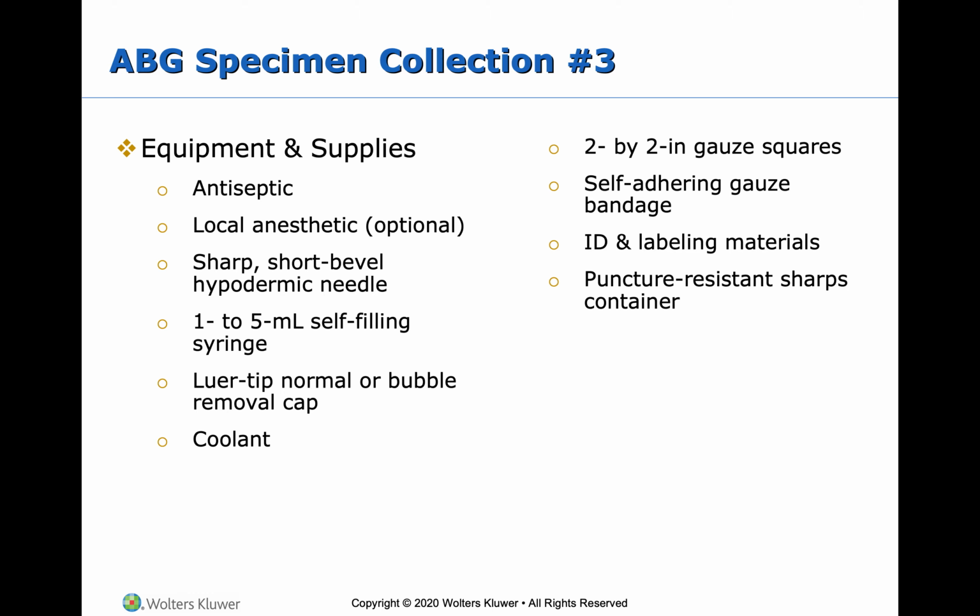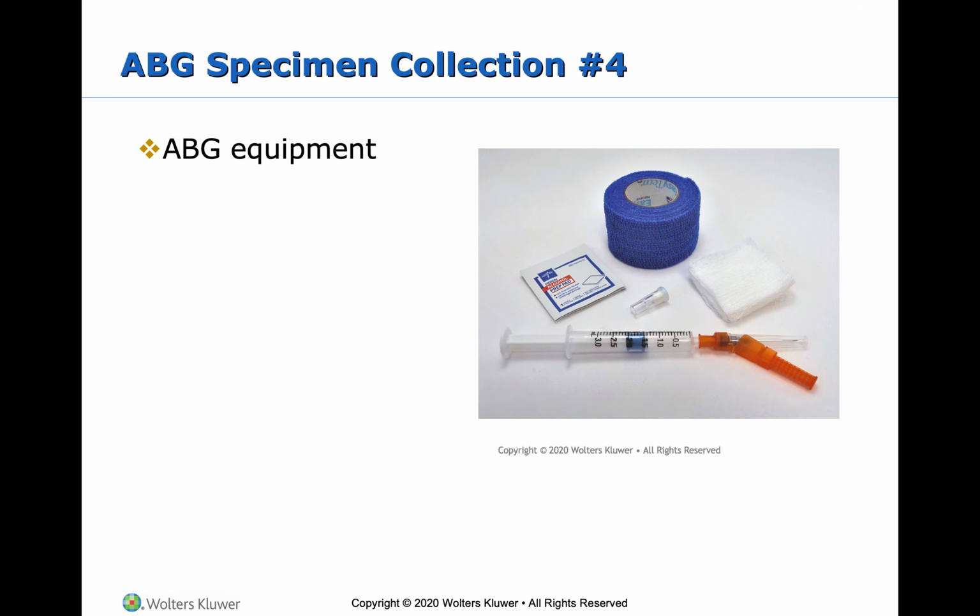some sort of coolant. So when our specimens were required to be on ice, that's what they mean by this coolant, like a bag of ice or something that they can put it on right after they collect it. Now that that's not required, you don't necessarily need that. 2x2 inch gauze squares, bandage, labeling materials, and then obviously your sharps container. So that stuff's kind of self-explanatory.